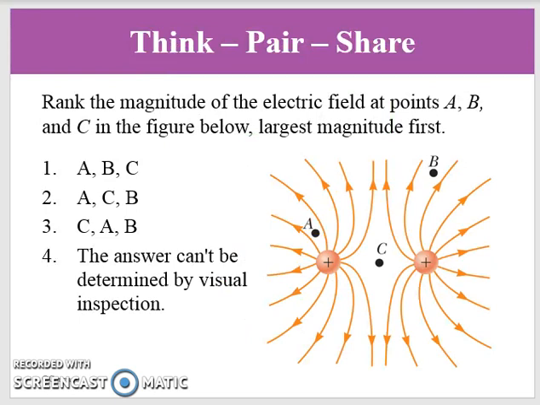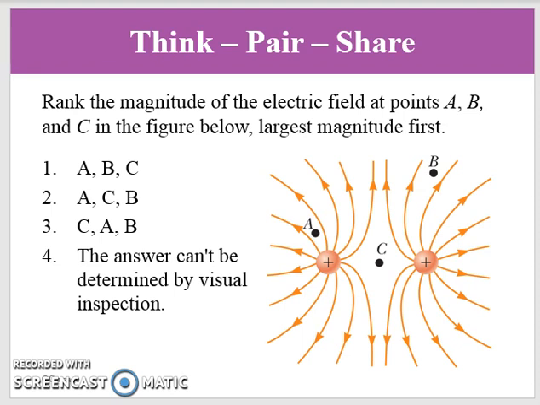So to finish out this video, let's think about this. If I want to look at this particular picture and rank the magnitude of the electric fields at points A, B, and C in the figure below, I want to rank them from largest first down to the smallest. Well, remember the field goes as the inverse of the square of the distance. So what that means is the closer to a charge I am, the stronger the field. So that would imply that A is going to be the strongest point.